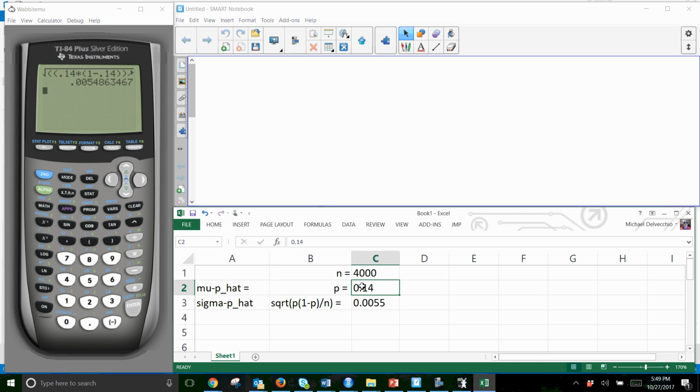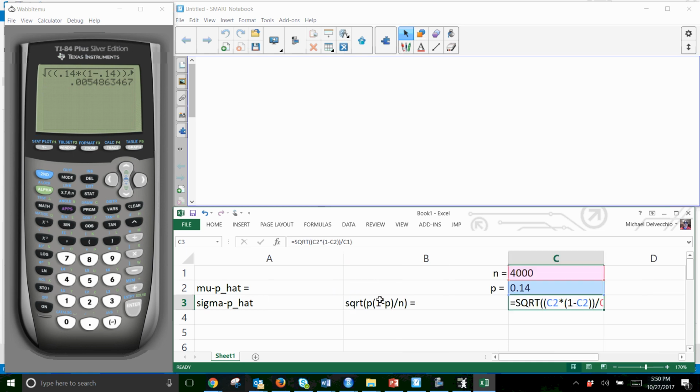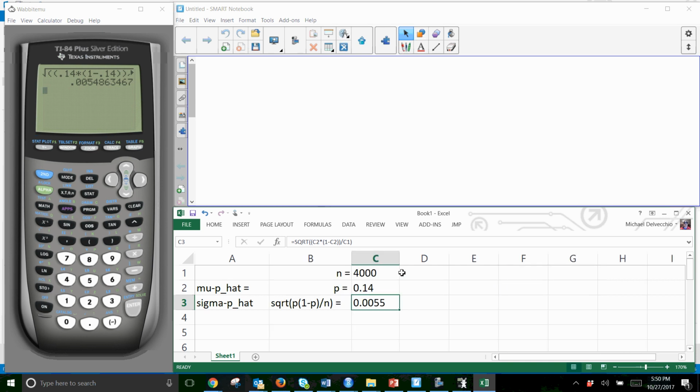Okay, and then for this, it's the standard deviation when n equals 4,000. So here I got n equals 4,000. I like to sometimes use an Excel spreadsheet. You can see here the formula for sigma p hat is the square root of p times 1 minus p, divided by n, and I can just put those formulas in here. That way, all I have to do is go back and change my n value, and it recalculates my standard deviation.